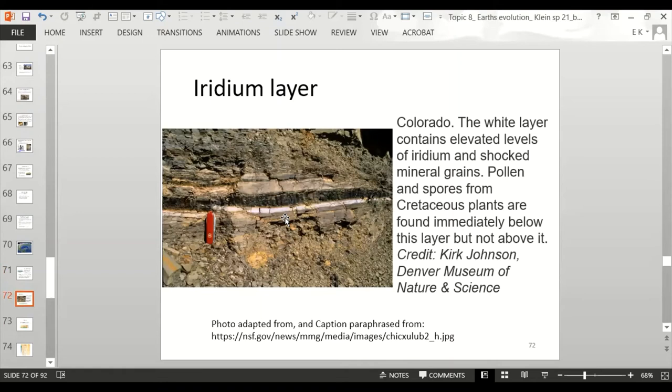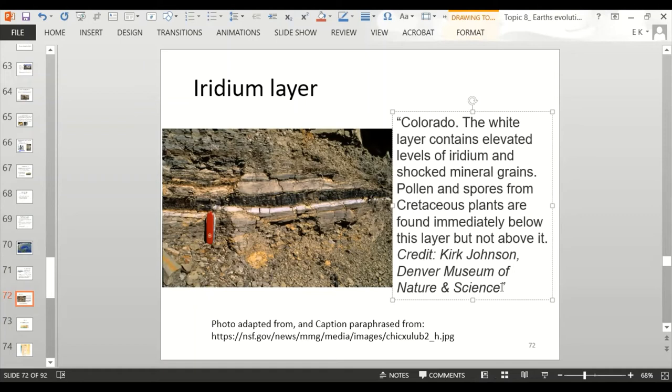So here in Colorado, you have this white layer that contains elevated levels of iridium and shocked mineral grains. Pollen and spores from Cretaceous plants are found immediately below the layer, but not above it. This is paraphrased from the site down here, so if you want more information, you can go to this site. This white layer is in Colorado, so it's not next to the Chicxulub crater, but materials were ejected into the atmosphere and then fell elsewhere. But you can see clearly it's an actual layer that's visible.